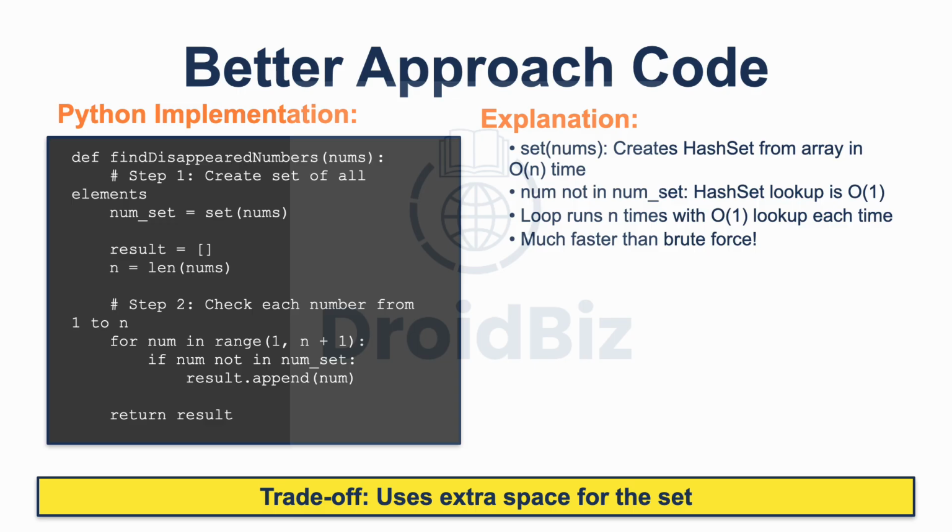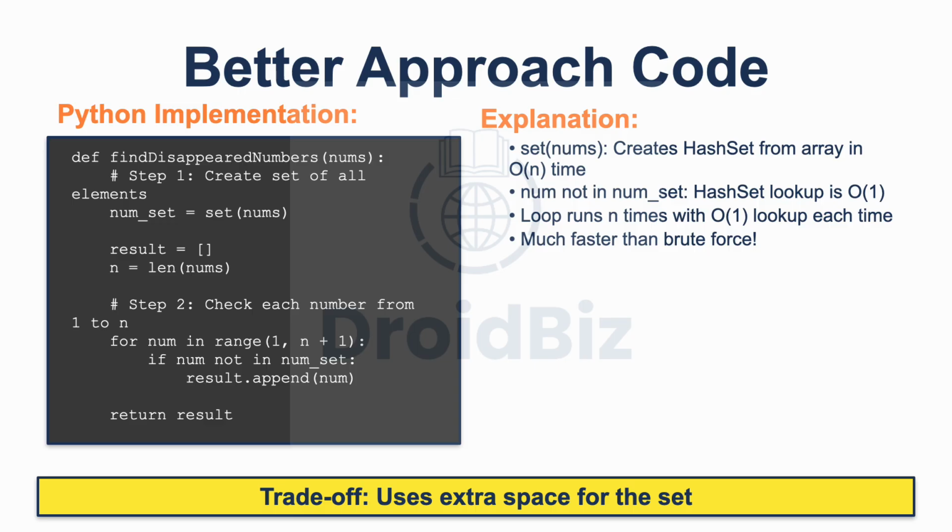We define the function findDisappearedNumbers. In step 1, we create a set of all elements using setOfNums. This converts the array to a hash set. We create an empty result list and get n equals the length of nums. In step 2, we check each number from 1 to n. For each number, we use the condition, if number not in number_set. If the number is not in the set, we add it to the result list. Finally, we return the result.